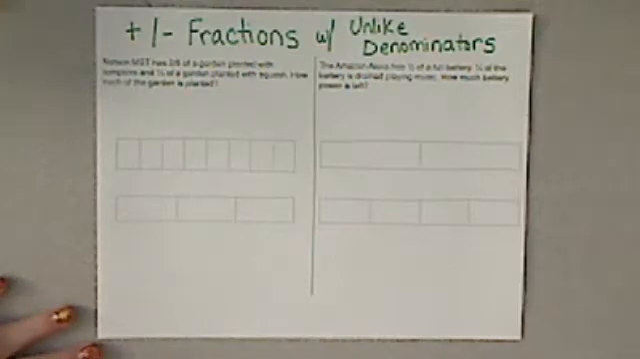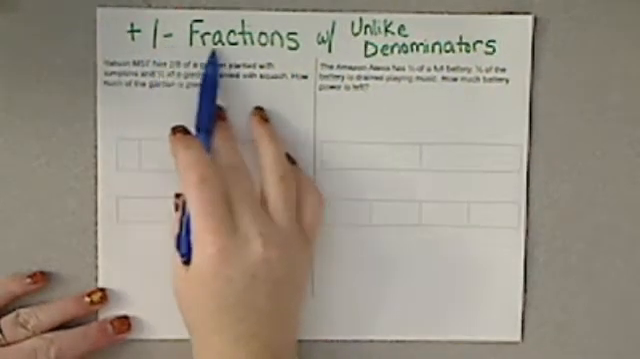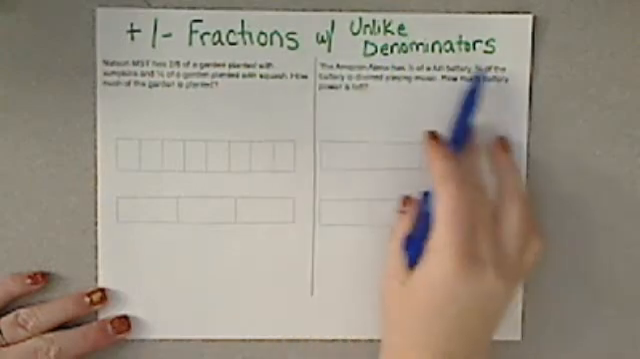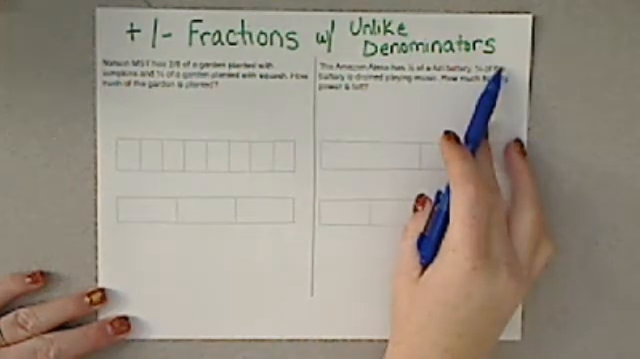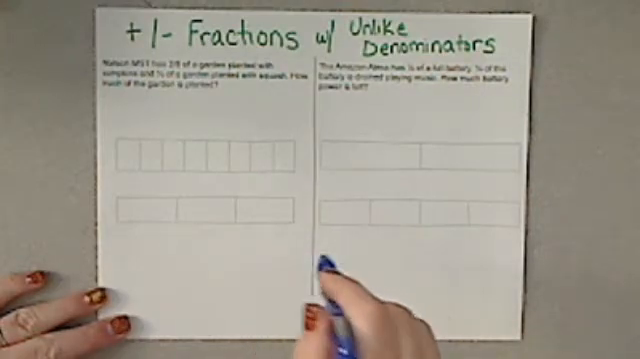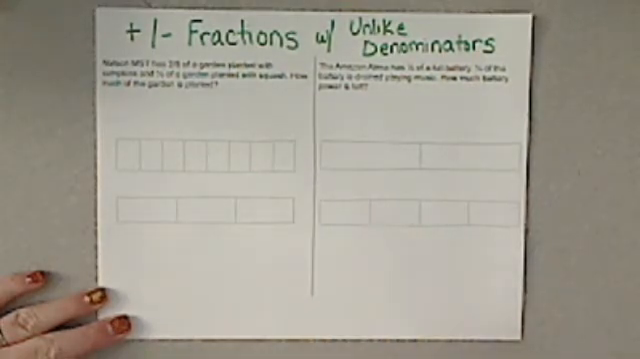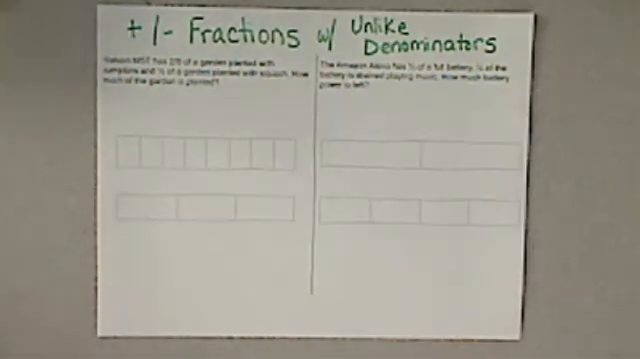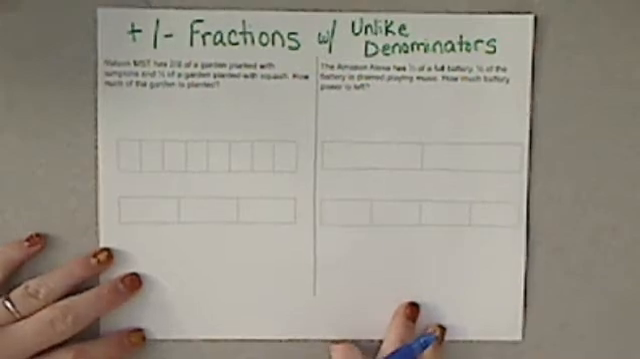Today we're going to be looking at adding and subtracting fractions with unlike denominators, meaning that the denominators are different. If you remember, a denominator is our downstairs neighbor, the bottom number in a fraction. So let's take a look at some examples using a couple of different word problems.